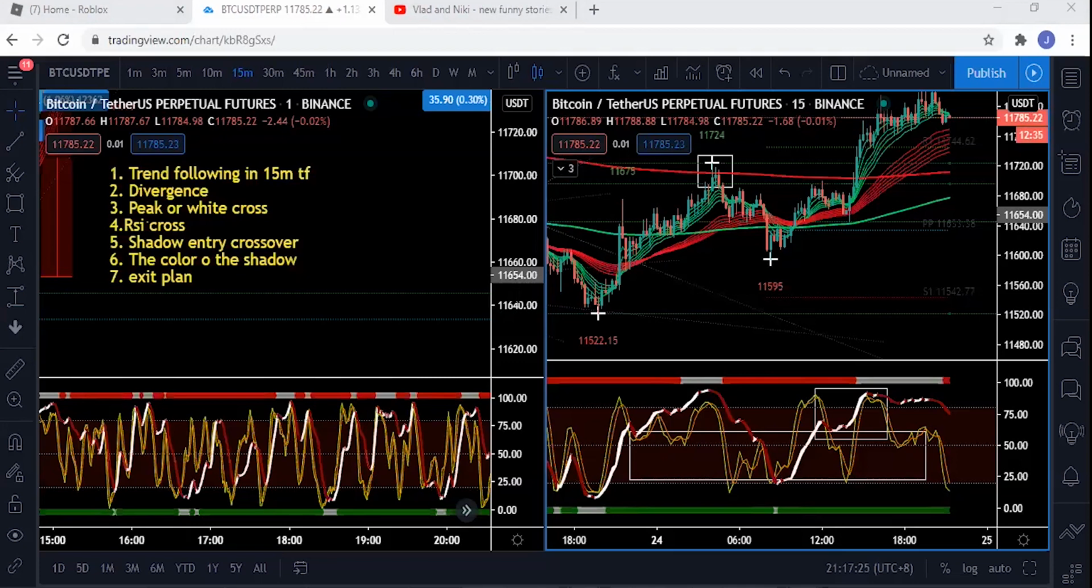Where's the divergence, ma'am? Bullish or bearish? Okay, there are two kinds of divergence, bearish divergence and bullish divergence. How do you know when there is a bearish divergence?